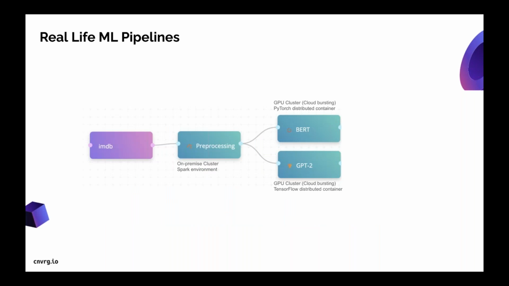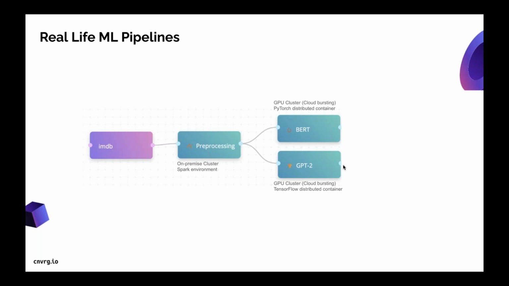Now, in reality, a lot of the pipelines that we see, each of them is running on a different compute setup. This is actually a pipeline built in Converge. One of the things that we provide is the ability to design machine learning pipelines, production pipelines that can run on your infrastructure or in the cloud.